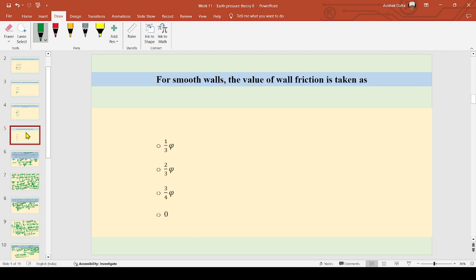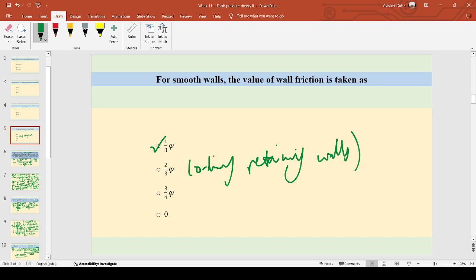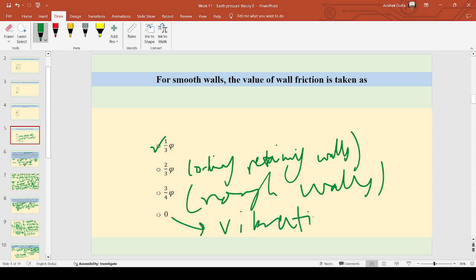What is the answer of this for smooth walls? For smooth walls, del is considered as 1 by 3 into phi. And 2 by 3 is for ordinary retaining walls. And 3 by 4 is for rough walls. And it is 0 when we consider vibrations. When there is vibration, that is, suppose we are considering seismic analysis, dynamic analysis due to earthquake pressure and all, then it is considered as 0.